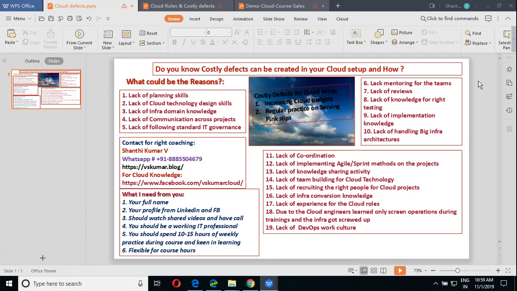Even if you take a DevOps projects, yes, DevOps projects needs a lot of mentoring and close association and collaboration, such kind of things. That is lacking. The lack of reviews. Yes, review process when it is required.